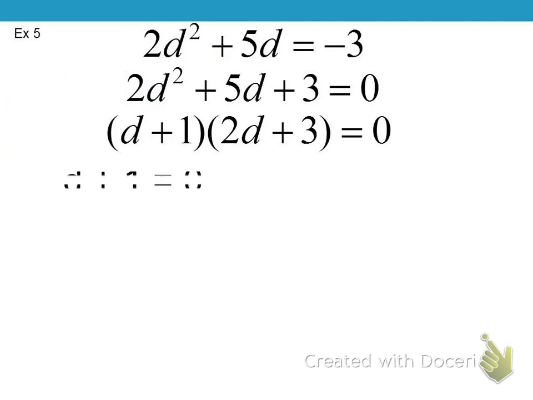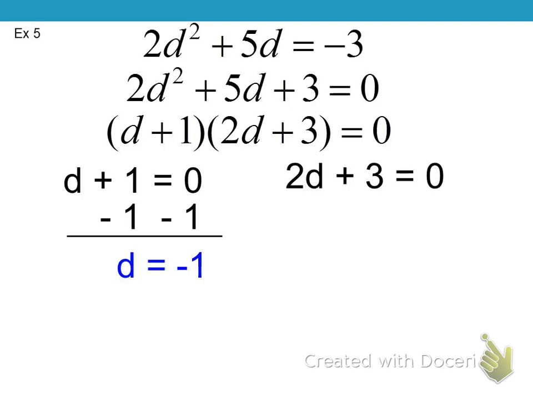Okay. Now, d plus 1 equals 0, 2d plus 3 equals 0. This is where I caution you, don't get happy and just change the sign. The answer is not -1, -3. No. I agree with the -1, right? You minus 1, minus 1.